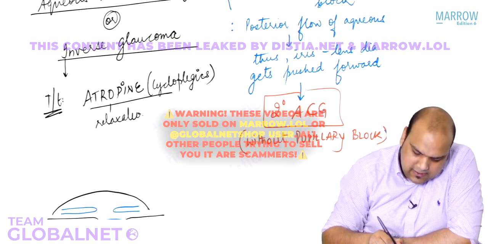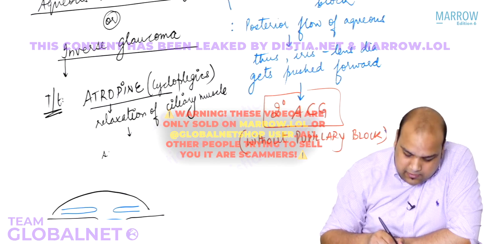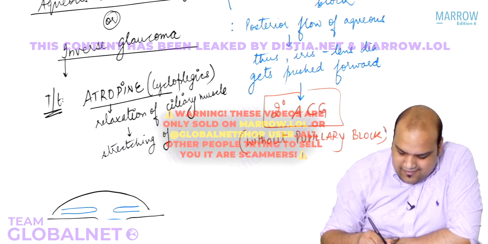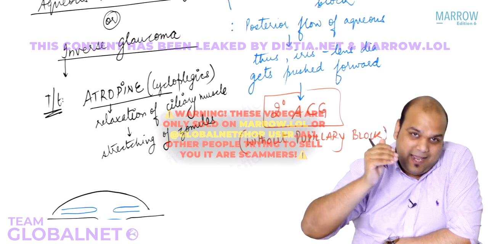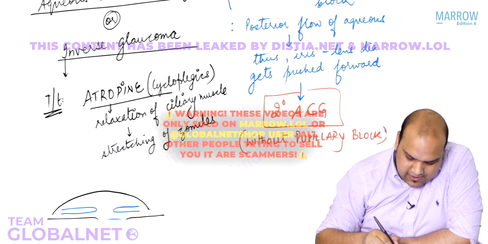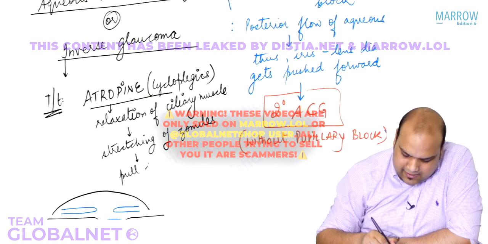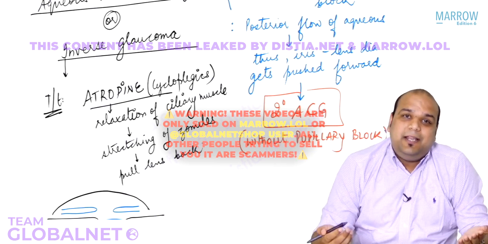relaxation of ciliary muscle will lead to stretching of zonules. Derive it from the accommodation, everybody. Muscle contracted, relax zonules. But when muscle relaxes, zonules have to stretch. When the zonules stretch, they pull the lens back. Okay? So they will pull the lens back and thus they will break the ciliolenticular block.